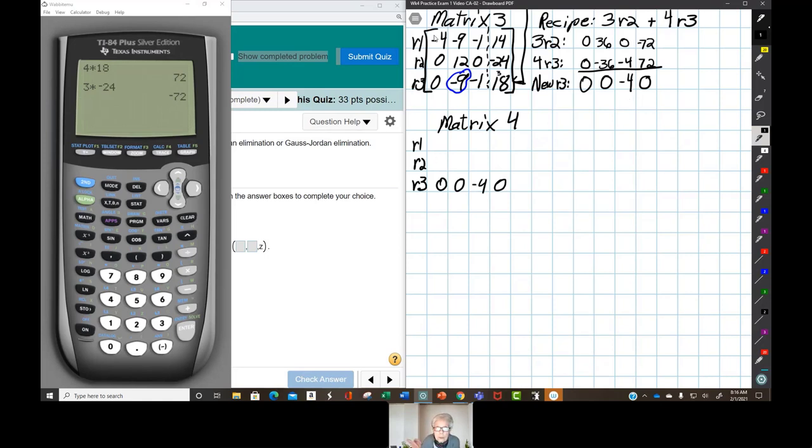So up here, row 1 is negative 4, negative 9, negative 1, and 14. And here I'll have 0, 12, 0, negative 24. Oops, and I forgot to do the little dealy. You don't have to. That's my little dealy.